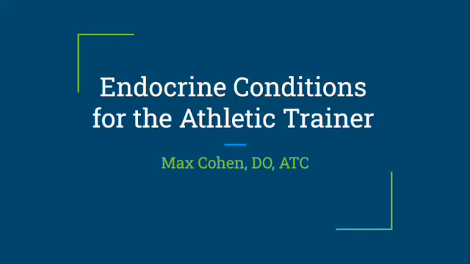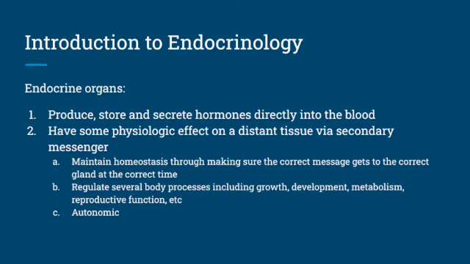Everyone, it's Dr. Cohen again, and we're going to be talking about endocrine conditions as they pertain to the athletic trainer. We'll try to focus on a couple of more high yield and practically relevant examples, and we'll start off by discussing what an endocrine organ really is and does. But essentially, these are tissues that are producing, storing, and secreting hormones into the blood.